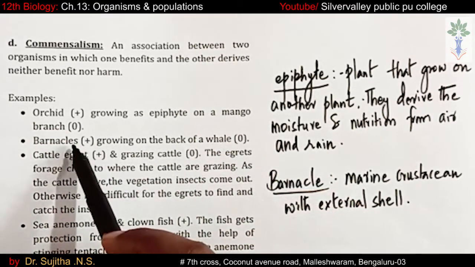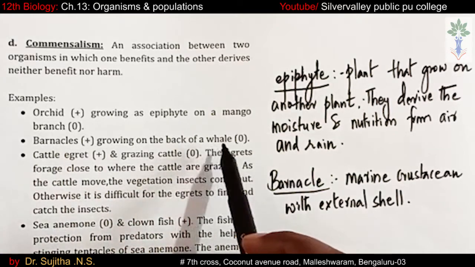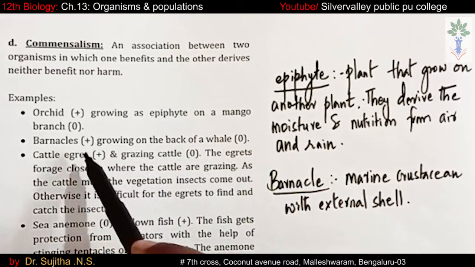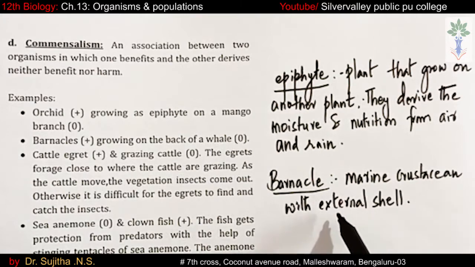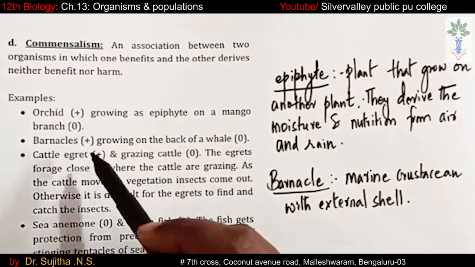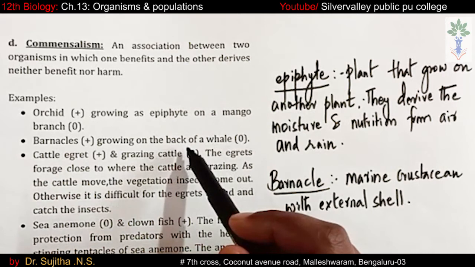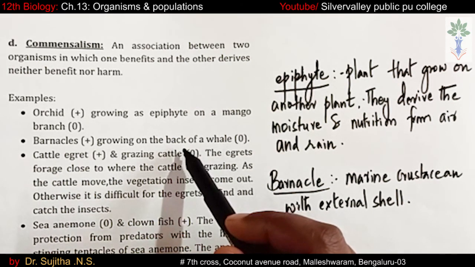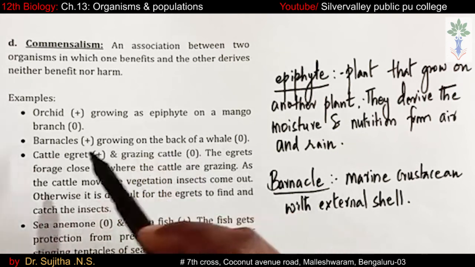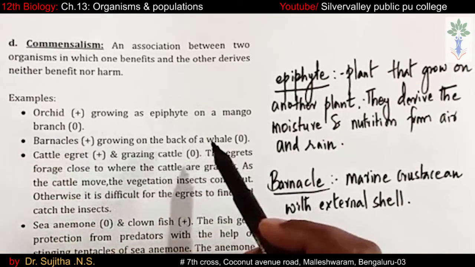The second one is the barnacles which are growing on the back of the whale. Barnacles are marine crustaceans with an external shell. And these barnacles which are present on the back of the whale will not harm the whale. It is dependent upon the whale only for the free transportation. So during the process of transportation, it will even get the food. In this way, the barnacle is getting benefited while the whale is not getting any benefit nor is it harmed.